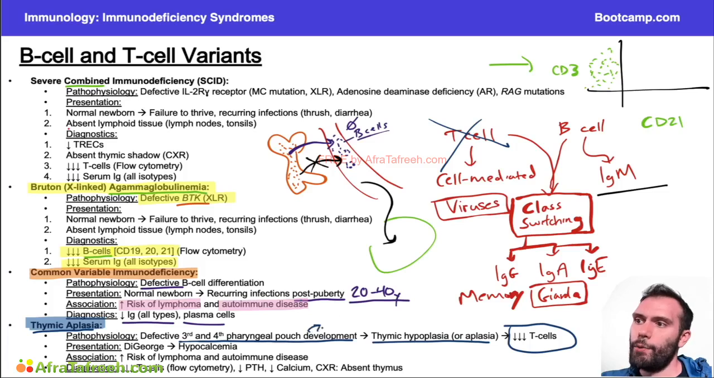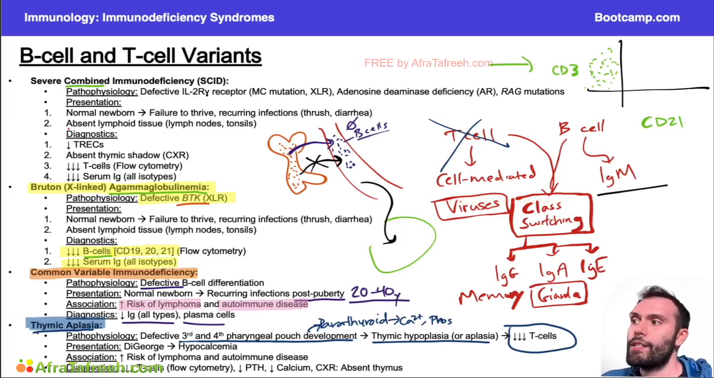of the parathyroid gland. And remember, the parathyroid gland is primarily responsible for calcium and phosphate regulation, okay? And we'll talk about this in more detail in the endocrine section. Again, I don't want to get too off track. But the point here is, if I have a patient that has very low T cells, but completely normal B cells, I might be going straight to thymic aplasia here.